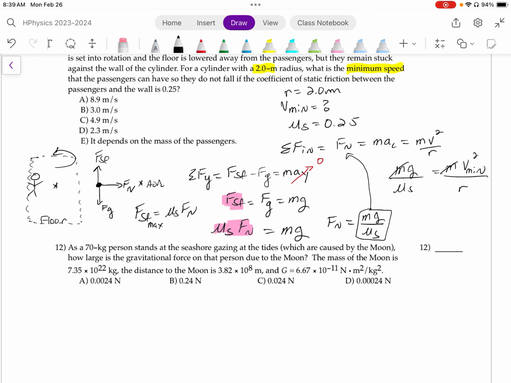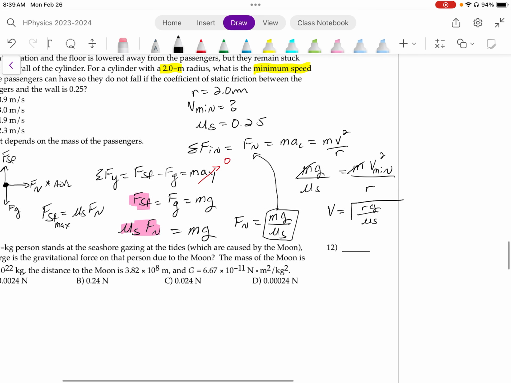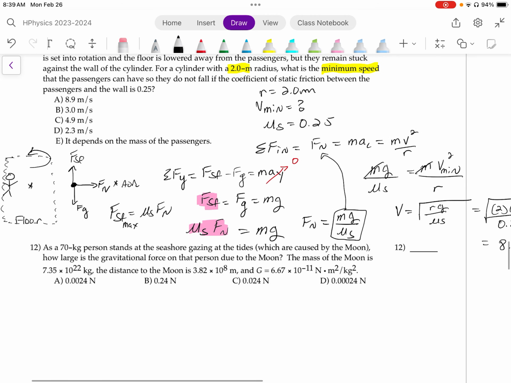Masses will cancel, and I will take v and find that to be equal to the square root of r times g over mu sub s. And that will equal the square root of 2 times 9.8 divided by 0.25, and I will find that velocity to be 8.9 meters per second, which is answer A.